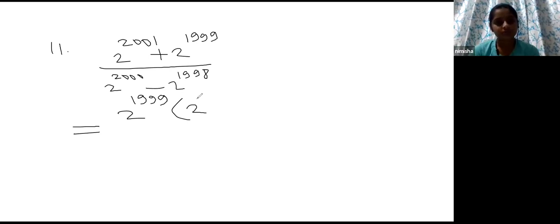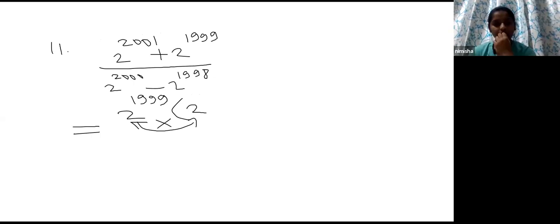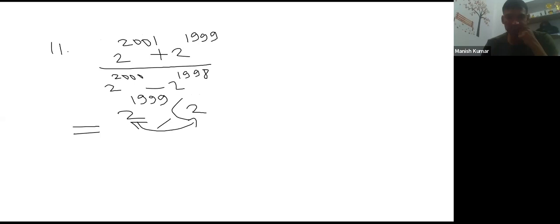Yes, sir. What should be written as exponent for 2? If I am taking 2 to the power 1999 as common outside, then this into this should be what? It should be this. How can it come? Exponents, if added up, it should be 2001. So what to be added to 1999 to get 2001? 2. Then why are you taking so much time in that?